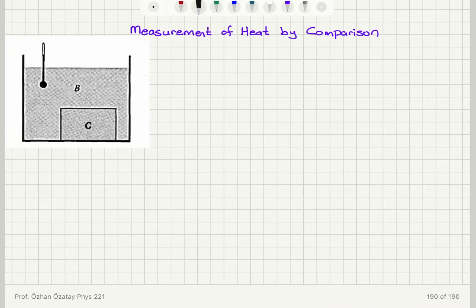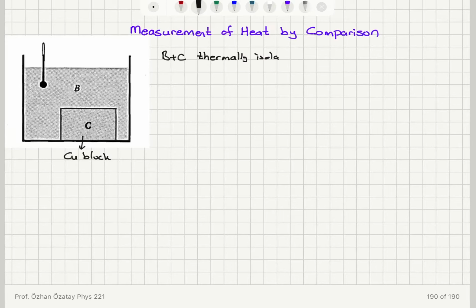An alternative way to do this is measurement by comparison. Again, I have a system C, which is a copper block here. System B is water and the thermometer. Here I have B plus C thermally isolated.